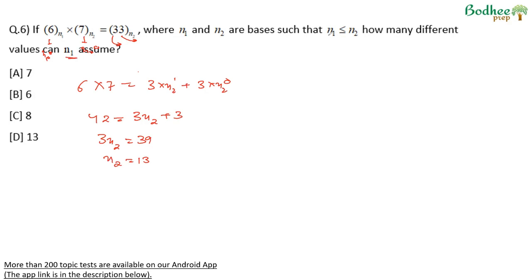Now n1 is less than or equal to n2. So n1 could be 13, it could be 12, 11, 10, 9, 8. Could go to 7 as well, but not less than 7 because the digit 6 has to be available in n1. So n1 has to be larger than the digit that is used. So n1 cannot be 6 or less than that. Therefore, the values n1 can take are 7 through 13, so 7 values is what n1 can take.